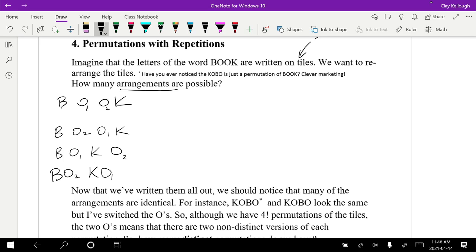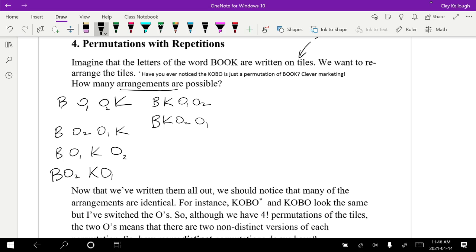There's all the ones where B is first and O is second. What about where B is first and K is second? Well, I could go B-K-O-O, or I could say B-K-O-O. 2 different arrangements. And, okay, what about B where the O is second? Oh, wait a minute, I've already got that. Never mind. I guess I'm kind of out of things where B is first. B and then the first O, B and then the second O. Then B and the K. I think that's all of the combinations where B is first.